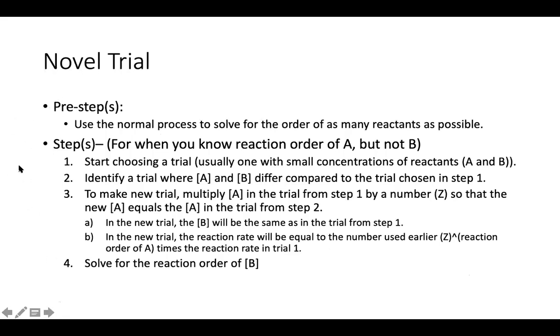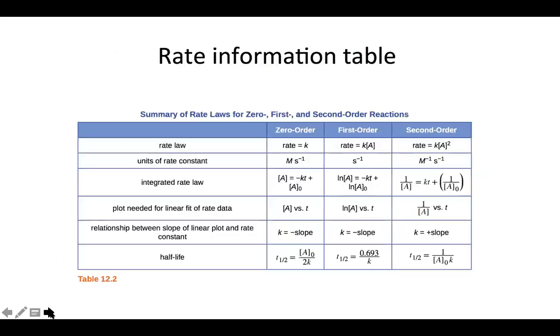Novel trial, again, these steps describe how to find the reaction order when you have to make a new trial. These steps are in terms of if you have two reactants, A and B. A, you know the reaction order for, B, you don't. Again, I'm not going to dwell too much on this. This is just a resource that if it helps you, great. If it doesn't, perfectly fine to ignore.